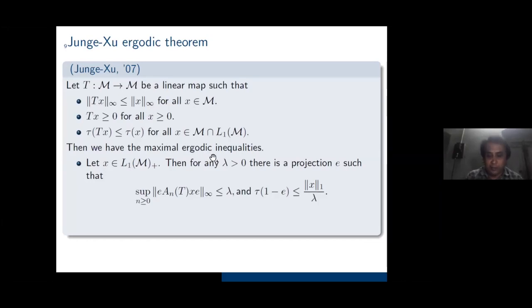Now this one is a weak type 1-1 inequality, and it was proved by Inoue. This is not by Junge-Xu. What he proved is that if you have a positive element x in L1 and you take a positive lambda, then there is a projection E such that the supremum over n greater than or equal to 0 of the operator norm of E A_n T x E is less than or equal to lambda, and the trace of 1 minus E is bounded by the L1 norm of x divided by lambda. If you go back to the weak type 1-1 inequality and try to see, this is what it should be.